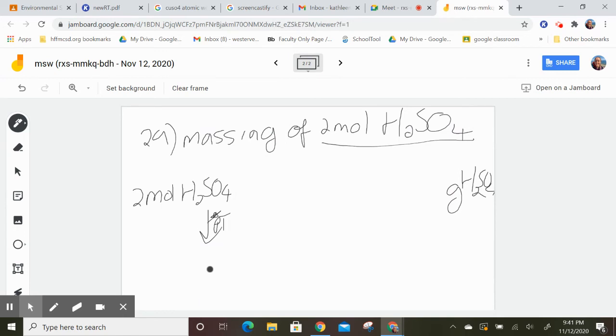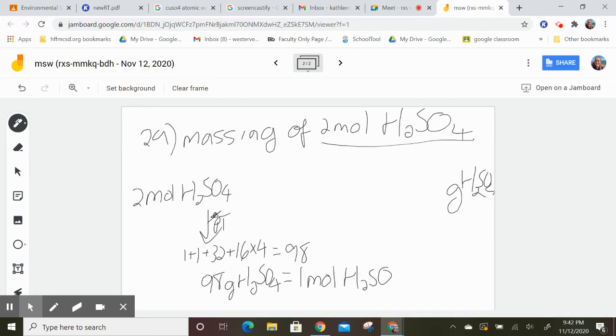So, like I said, we have 2 hydrogens, so 1 plus 1, plus sulfur, which I think was 32, plus oxygen, which weighs 16 times, and we have 4 of them, times 4. We add all that up, we get 98. All right, so what that's telling us is that if we have 98 grams of H2SO4, that means we have 1 mole of that substance, 1 mole of H2SO4. H2SO4 is sulfuric acid. Nasty stuff.